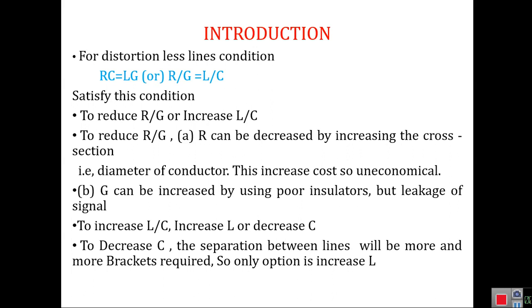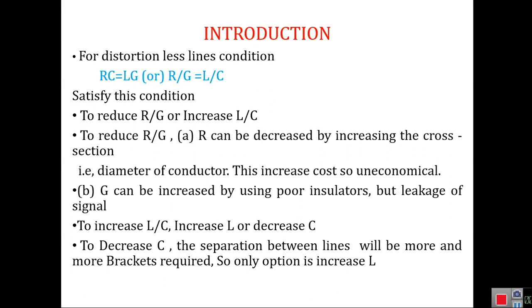Before going to the topic, we must see waveform distortion. Waveform distortion means that on the receiver side we can't get the exact replica of the transmitted signal. At that time we say the waveform is distorted. In a transmission line we want to avoid distortion. To make a distortionless line, the primary constants must satisfy the condition RC equal to LG, or R by G equal to L by C.